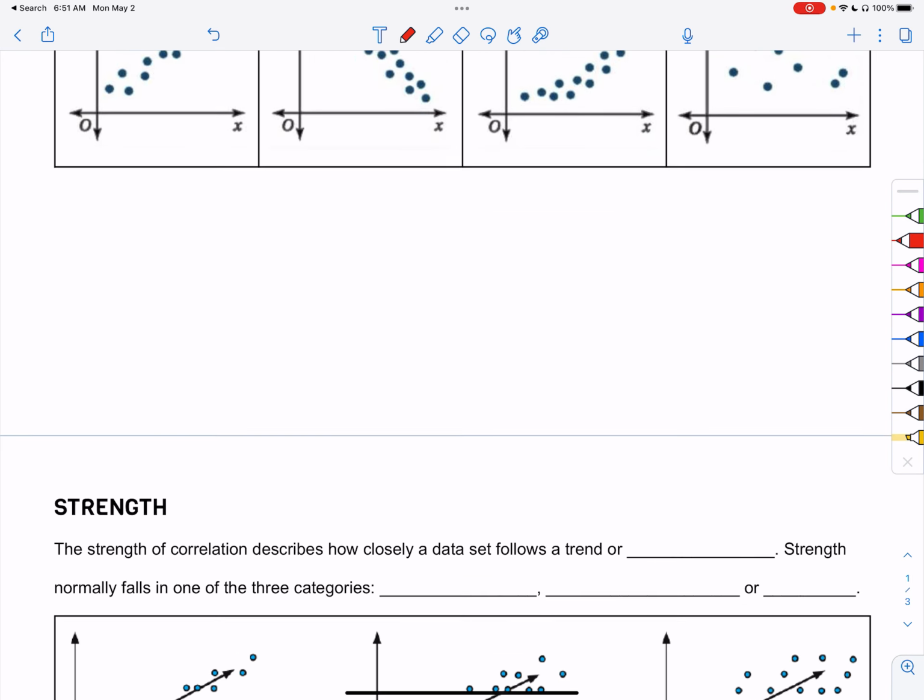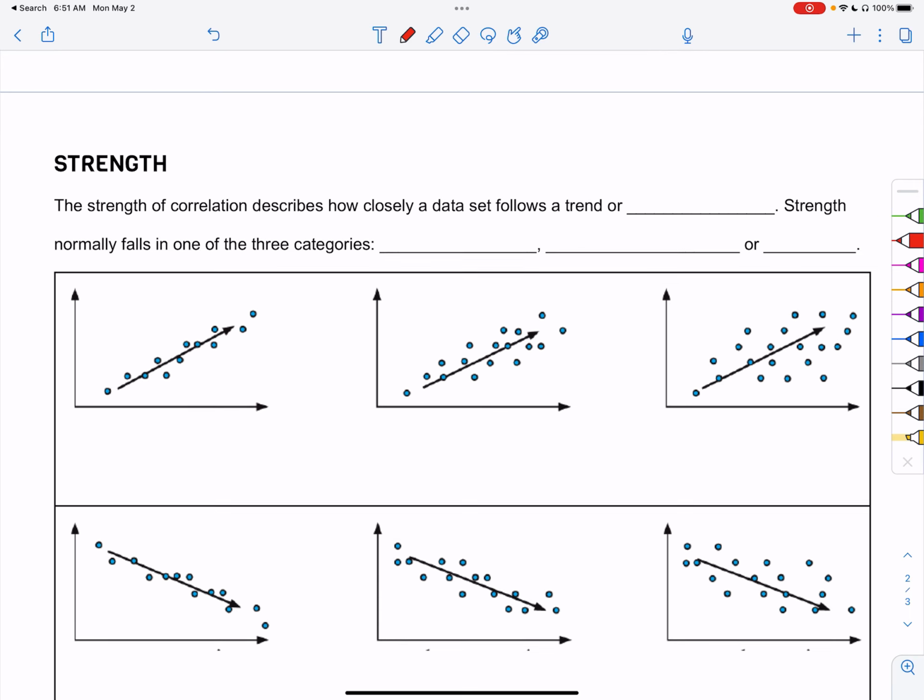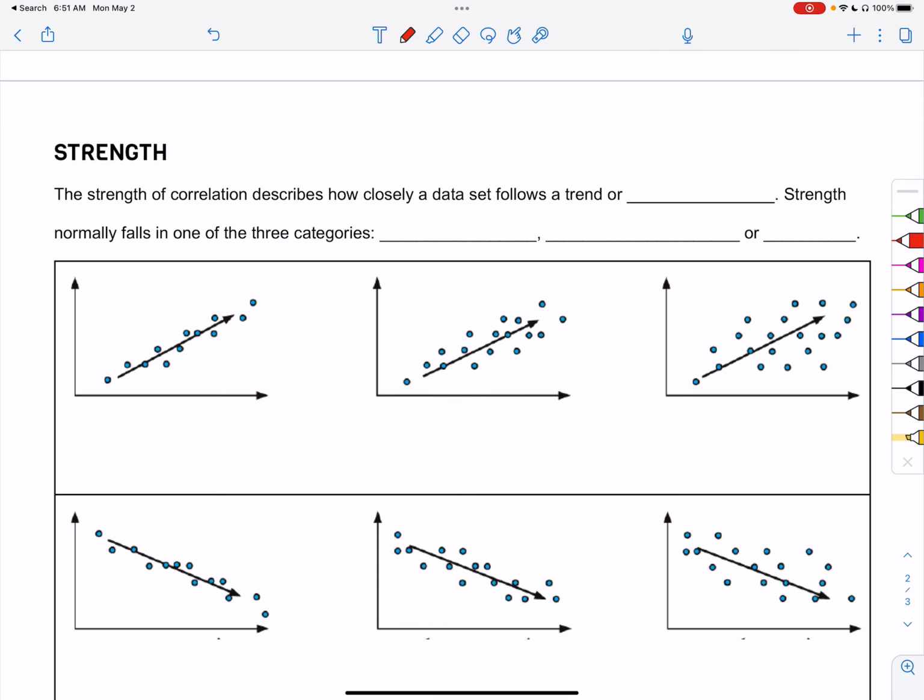Now let's talk about strength. The strength of a correlation describes how closely a data set follows a trend or a pattern. The strength normally falls in one of three categories. We normally consider correlation strong, moderate, or weak.